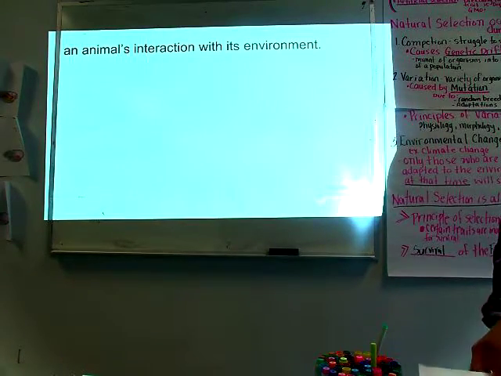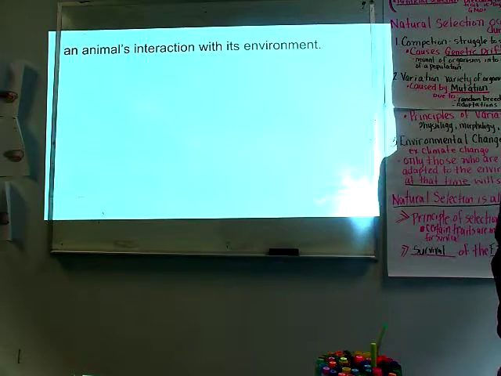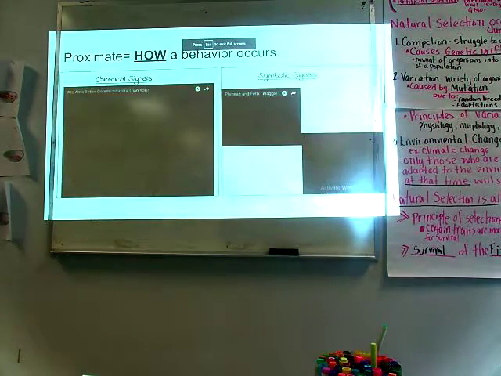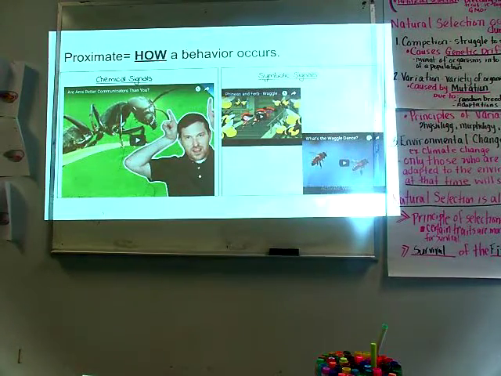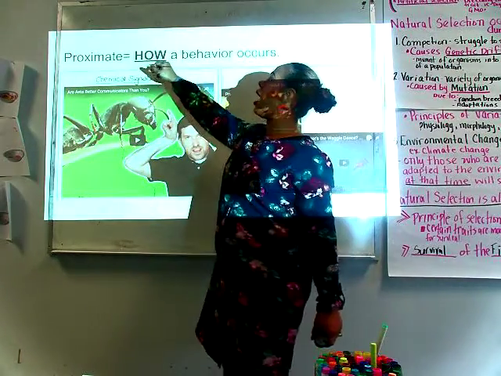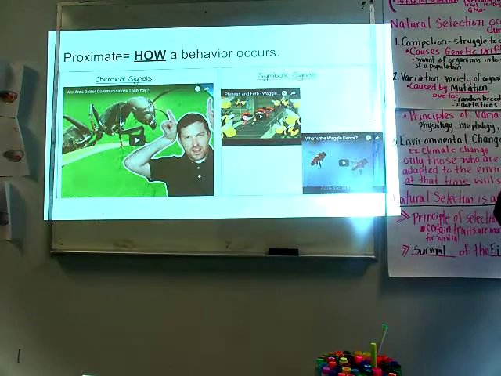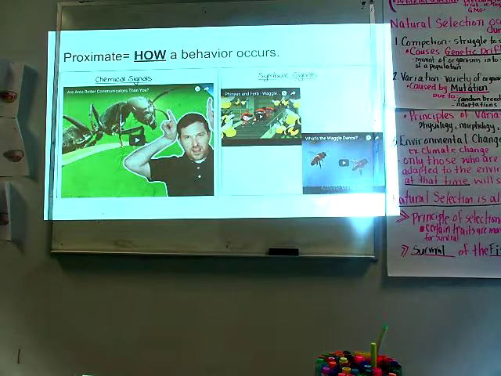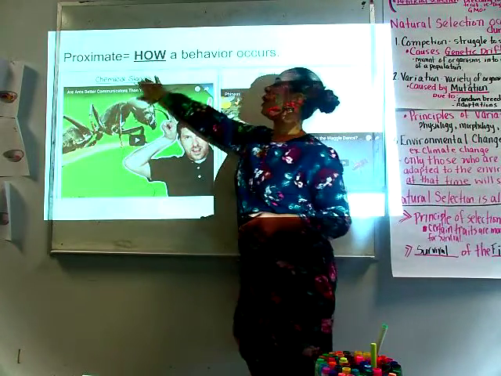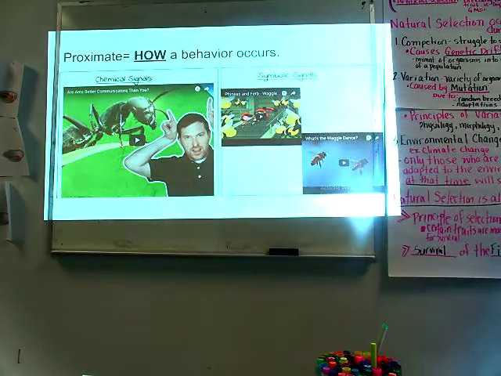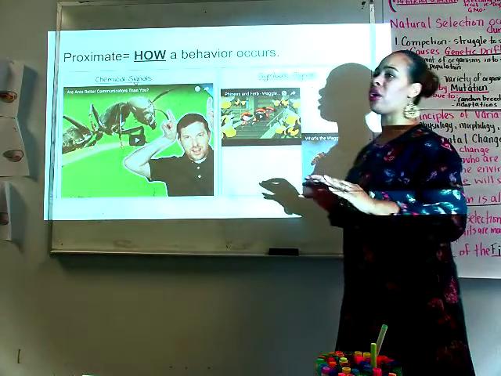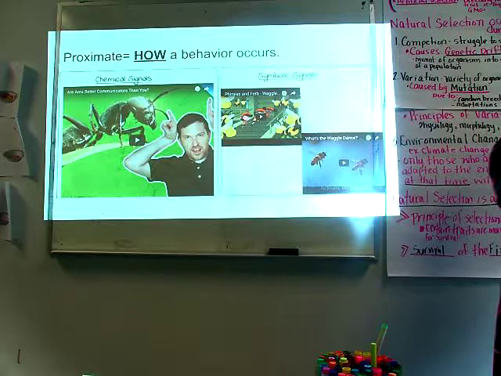All right, flip your papers over, or you should already be on the bottom portion. Proximate. Add the word how. This is how behaviors occur. Proximate, again, is how behaviors occur. All right, so you have chemical signals and you have symbolic signals already listed there for you. I'm going to show this short video. While you're watching the video, we're going to discuss it, but I want you to think about ways that you could draw how chemical signals could be illustrated. All right, without talking, Troy, or anybody else.